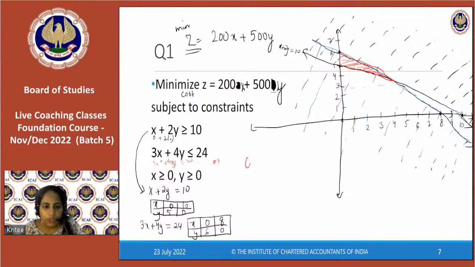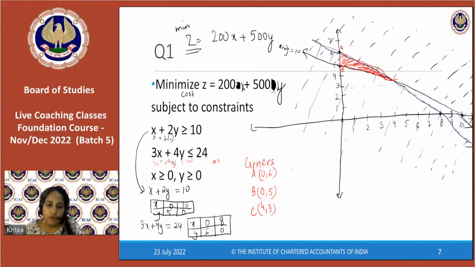Under the corner point method, I identify corners. My corners here are A, B and C. A is 0, 6, B is 0, 5 and C is 4, 3. I identify these 3 corners of the area which is satisfying both the conditions.